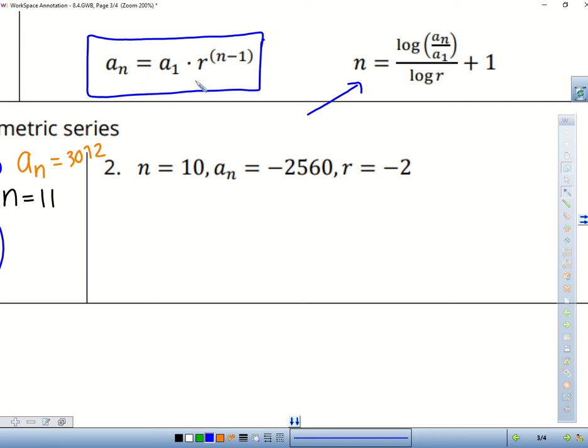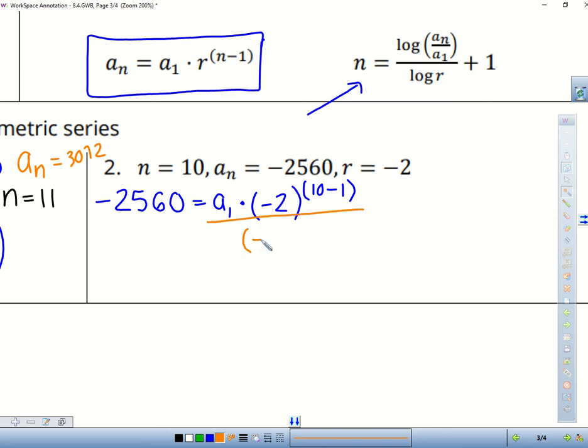So I'm going to take this formula and I'm going to plug in what I know. Okay? So I just plug in what I know. Everybody see what happened there? I plugged in for A sub n, I plug in for r, and I plug in for n. And now I don't know A1, so I'm going to be solving for A1. So what operation in math reverses multiplication? Division. So I'm going to divide both sides by -2 to the 9th power.